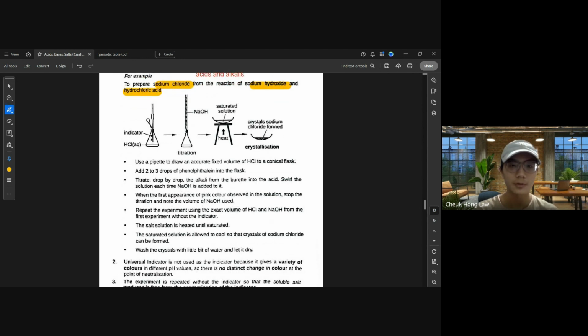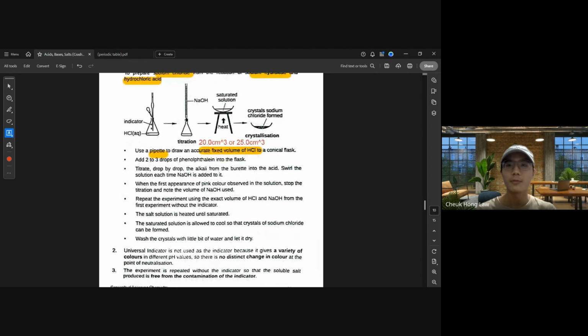So the first step is to use a pipette to find the fixed volume of hydrochloric acid. A pipette is usually used to measure an extremely fixed volume, like 20.0 cm cube or 25.0 cm cube. The volume will be fixed there at 20 or 25. Usually we use 25. Then it will be put in a conical flask. This conical flask is where all the magic happens, where all the reaction happens.